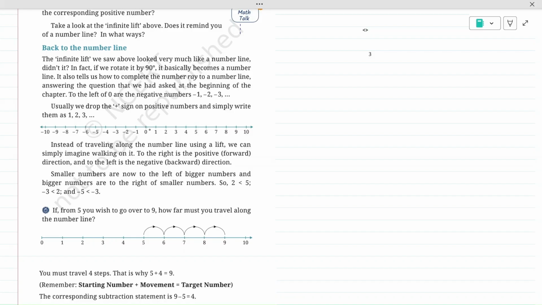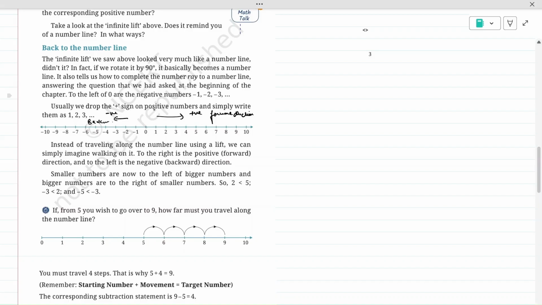To the left, so we know this, that 0 is at the center. To the right of 0 we have positive numbers, to the left of 0 we have negative numbers. Instead of traveling along the number line using a lift, we can simply imagine walking on it. To the right is the positive forward direction, and to the left is the negative or backward direction. So that means if we are going here, we'll get the positive numbers, and this is the forward direction. And if we move from 0 to the left side of 0, we have the negative integers, and this is the backward direction.